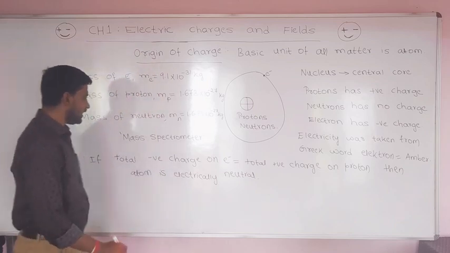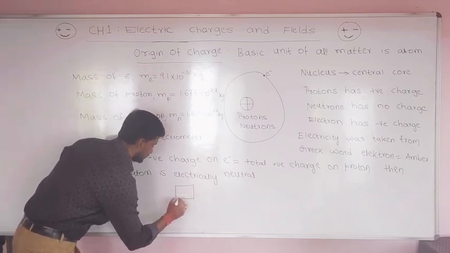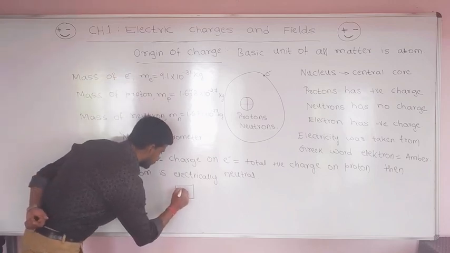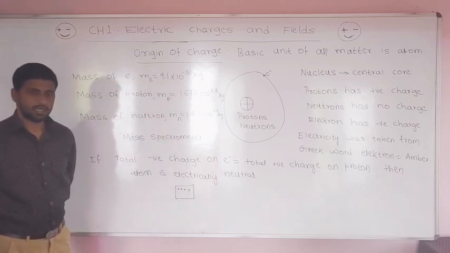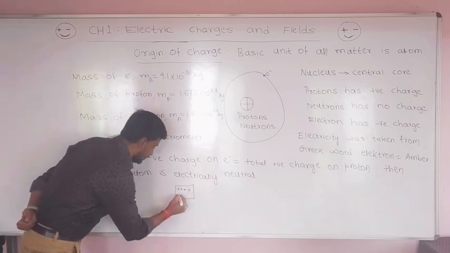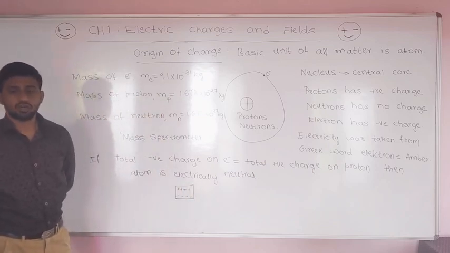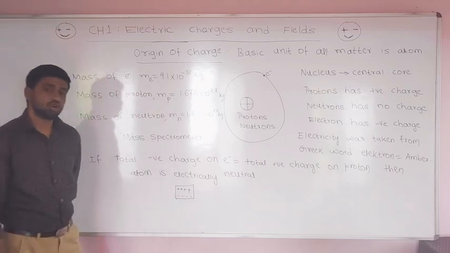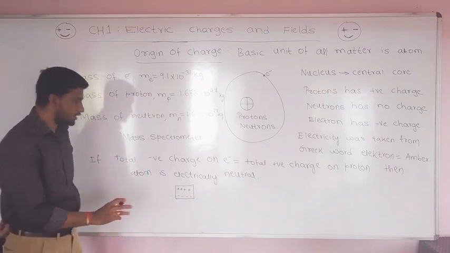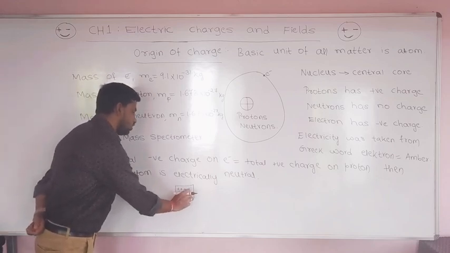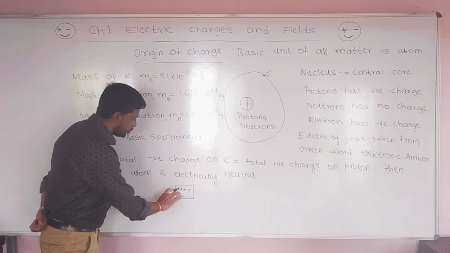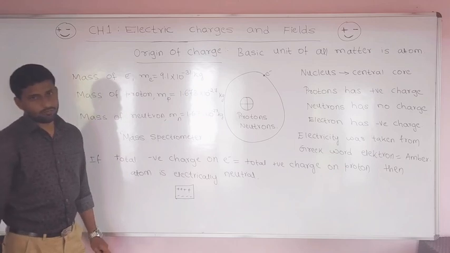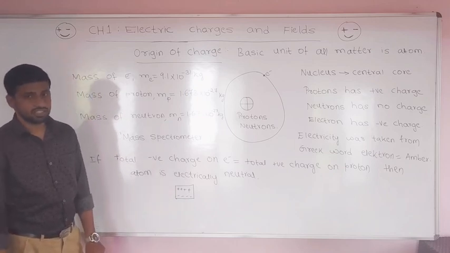For example, if I take an object, actually charges are always present in an object. In this object I am taking 4 protons, that means 4 positively charged particles, and 4 electrons, that is 4 negatively charged particles. Here if you observe, the total number of protons is equal to the total number of electrons. Or also we can say that the total negative charge on the electrons is equal to the total positive charge on the protons. Then it is electrically neutral. That means the net charge on this is equal to 0.